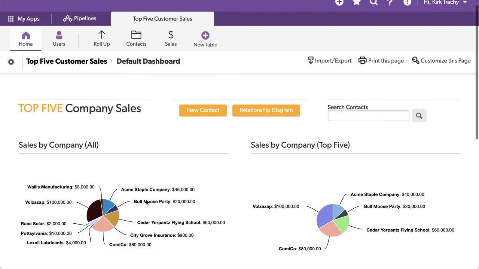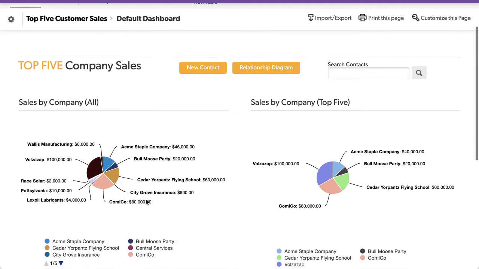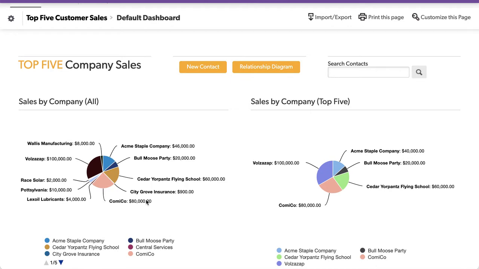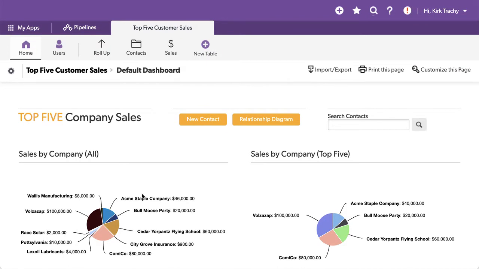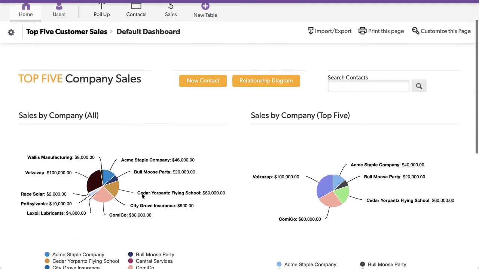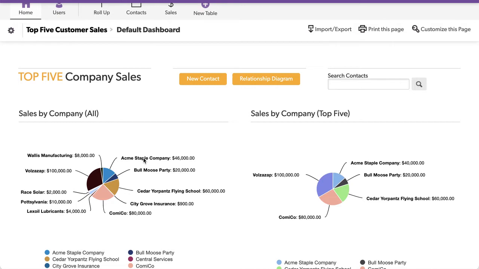Cleavon popped into today's webinar and had a question around how to make a chart display the top five. Now, we've mocked up an application to look at how that might happen. On the left-hand side, you can see all the contacts and all the sales that have been a result of each one of these companies. And so this is what the default is.